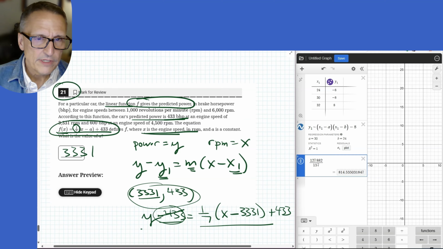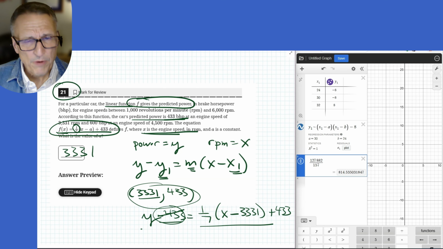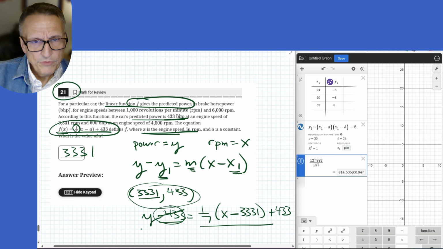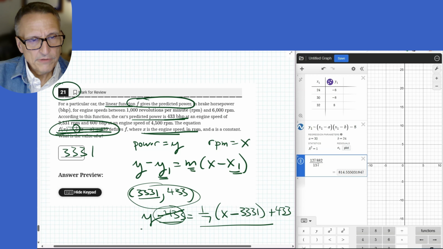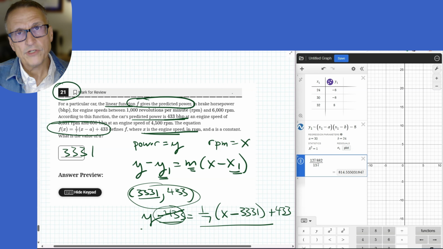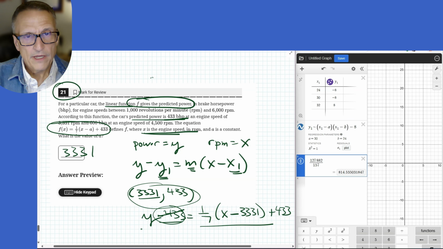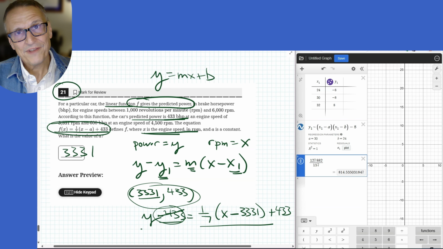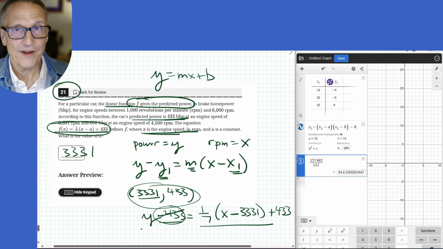Now, could you have done this in Desmos? Probably, because they did give you two ordered pairs. Okay, but you would have had to use a custom regression, because that's not the format that their regression is going to spit your equation out. They're going to spit it out in y equals mx plus b form. And that wasn't the form of the equation that they wanted you to use. So that was the challenge there.